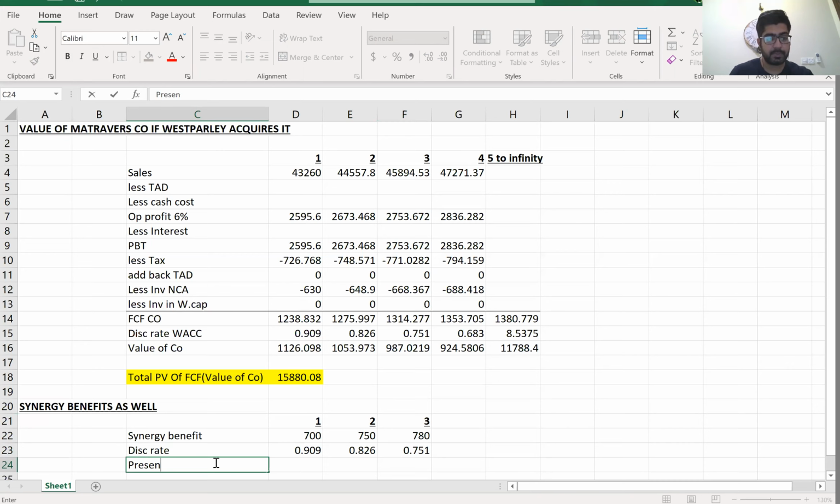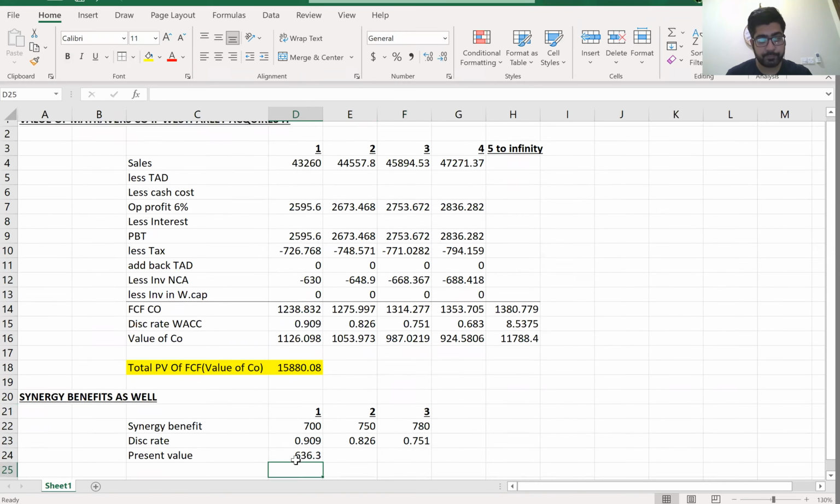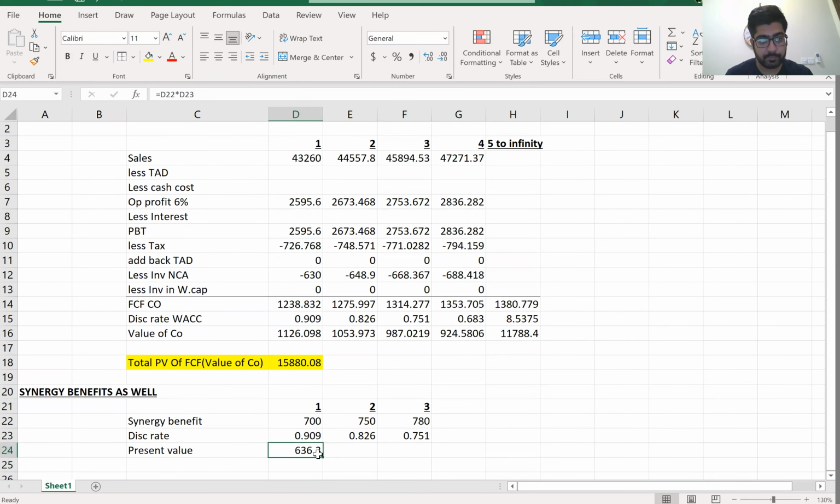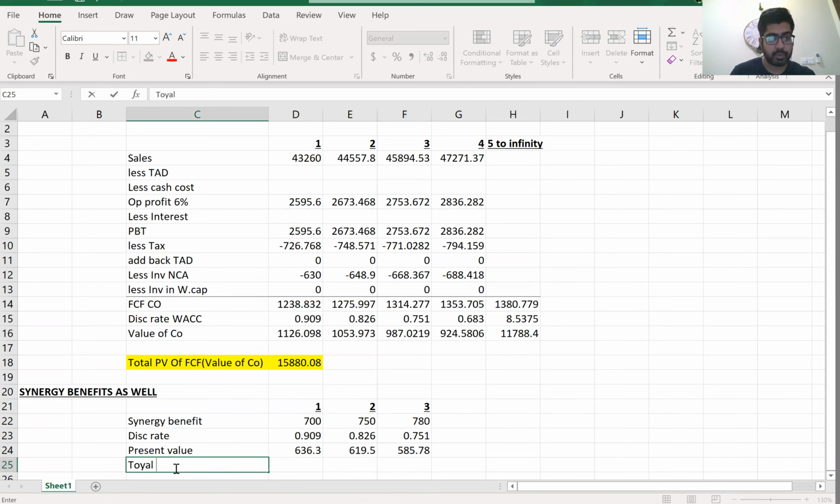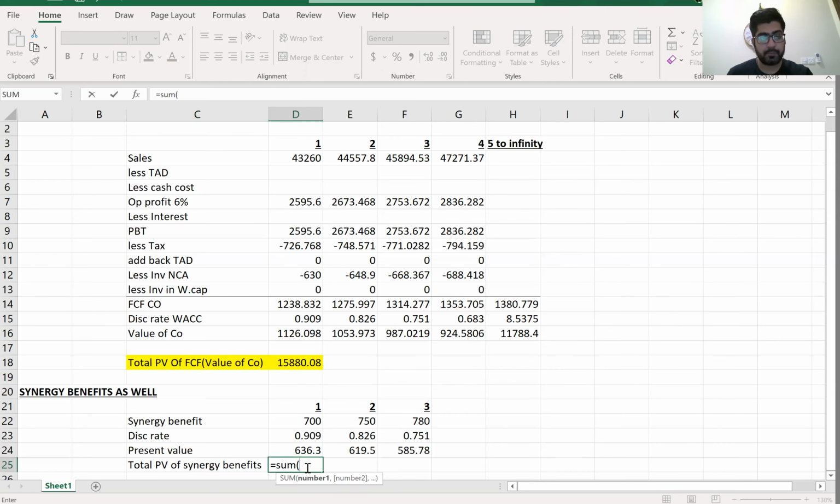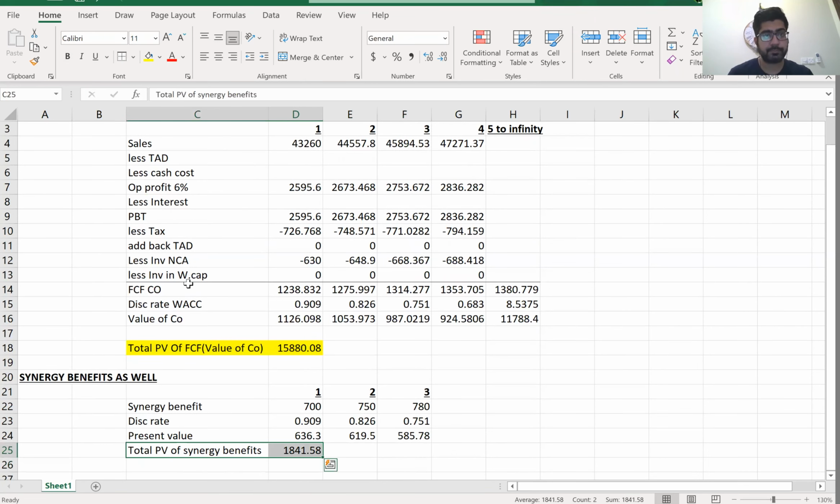Present value D22, D23. Total PV of synergy benefits, sum of D24, F24, 1841.